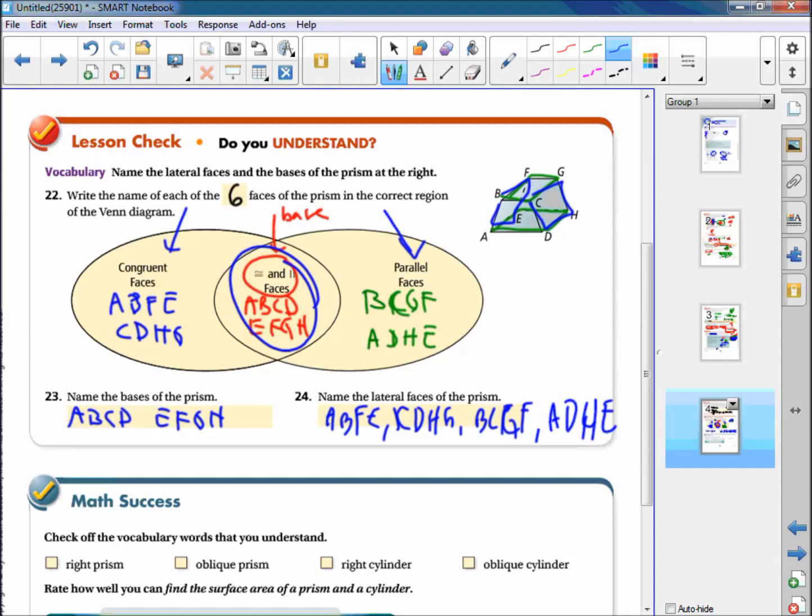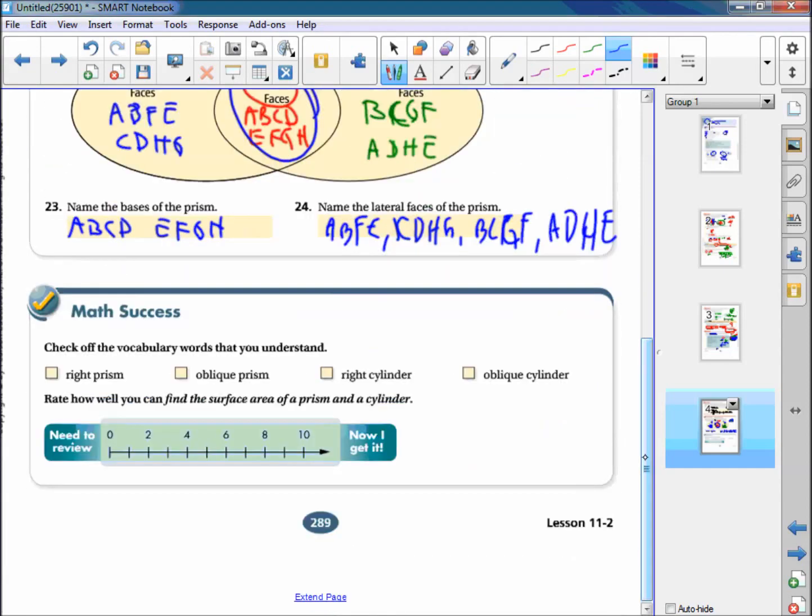All right. Check off the vocabulary words you understand here. So right prism, oblique prism, you should have an idea. Remember, in a right prism, the line that connects the top and bottom from vertex to vertex will be a right angle. An oblique prism is going to lean over when it's connected. A right cylinder is a cylinder that's going to have a right angle in here. An oblique cylinder would look like this, a leaning over cylinder. Okay, so not a right angle in there.